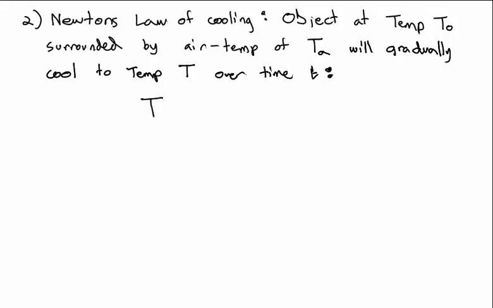The formula is the final temperature is equal to the temperature of the air plus the temperature starting minus the temperature of the air times e to the kt.